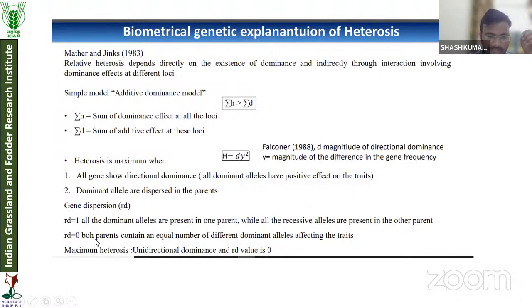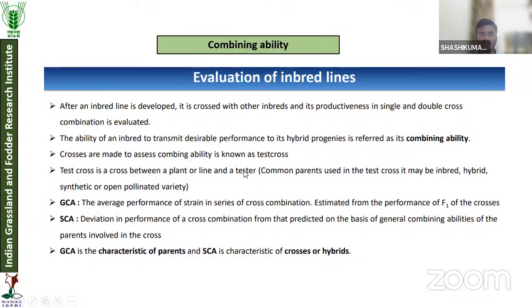You will get maximum heterosis where, at RD, the difference in the magnitude of gene frequency between the two parents is zero. That is, both parents contain an equal number of different dominant alleles affecting the trait. If both parents have a dispersion of dominant genes, then the heterosis will be maximum. This formula is called H equals dy square. Now let's come to combining ability.